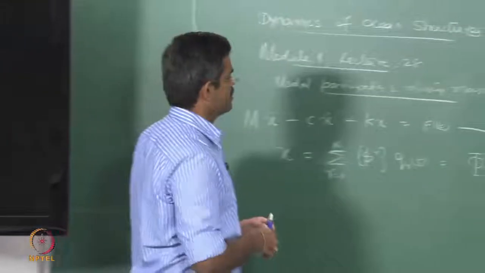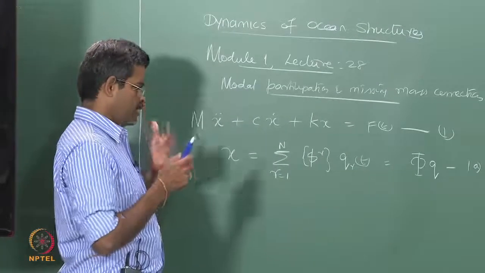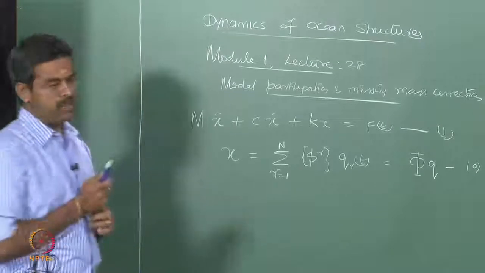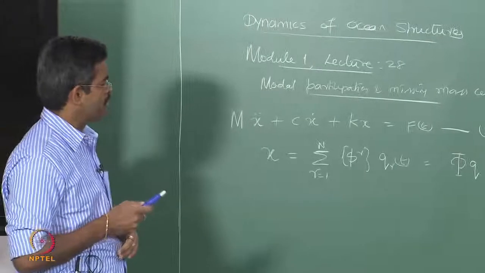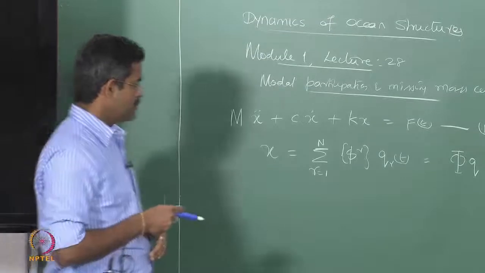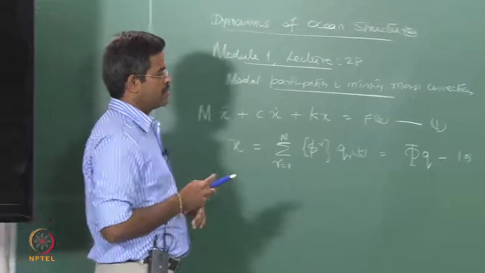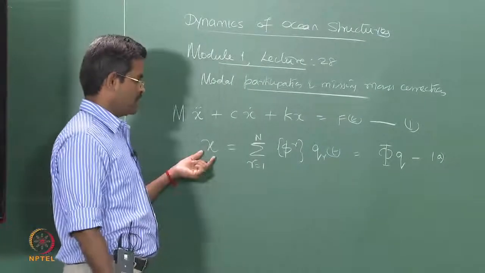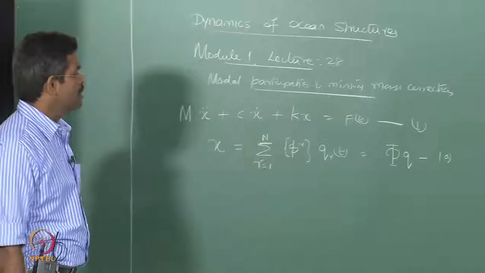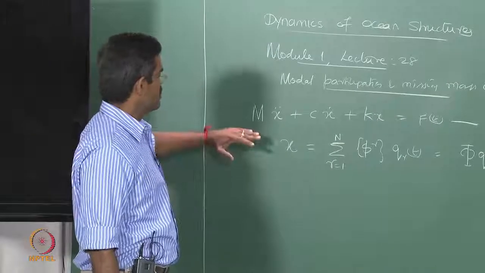We were talking about the static correction. In the last lecture, we wanted to know that if you truncate the modes from, let us say, n hat to n, what would be the loss of the contribution of x arising from the higher modes to the total contribution. So, we started with this equation.